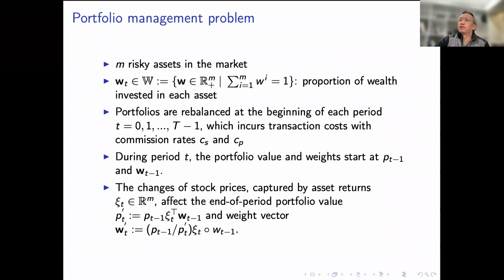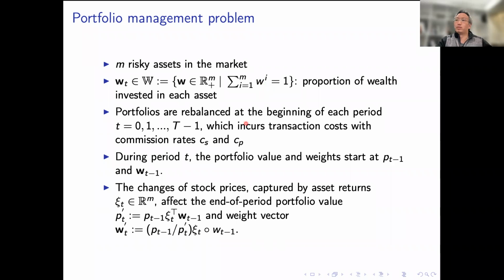The problem that we're considering is a portfolio management problem. It's a multi-stage portfolio management problem. The setup is that we have M risky assets in the market, and the decision to make is the proportion of wealth we're going to invest in each of the different assets. That's why it sums up to 1.